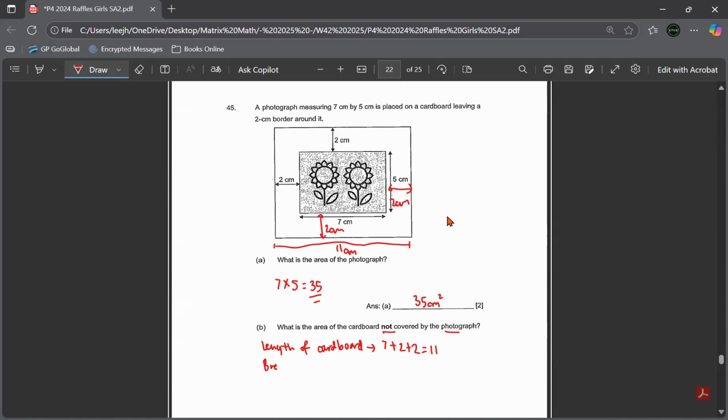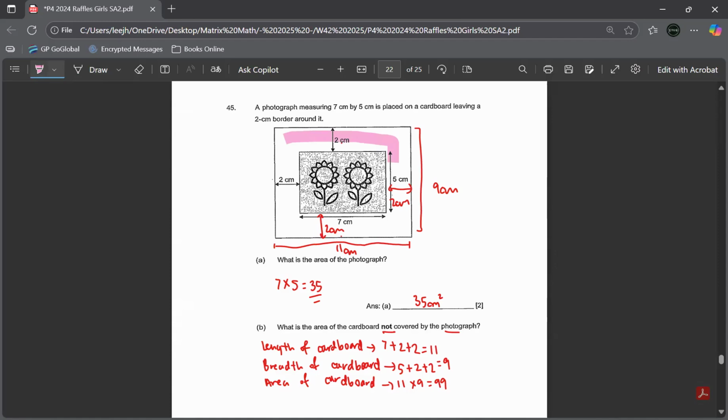So what about breadth of cardboard? It is breadth is 5. Here 2, here 2. So 5 plus 2 plus 2. It's 9 cm. So here 9 cm. So area of cardboard, you know, is length times breadth. So 11 times 9. 99 square cm. But I want to find just this.